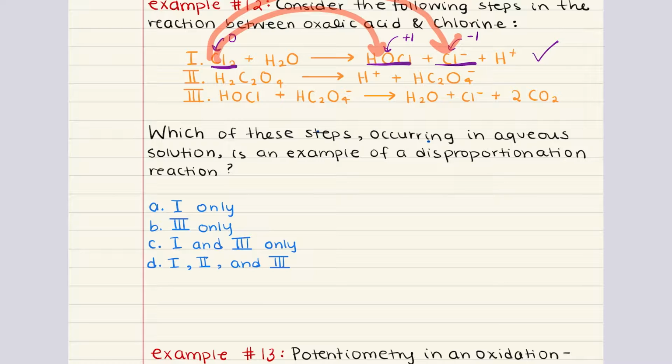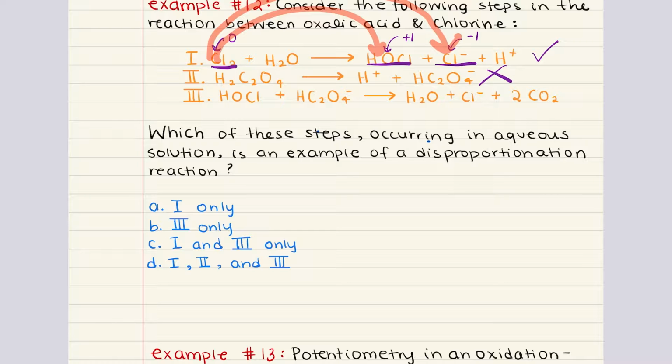What about step 2? Here we see an acid dissociation reaction where oxalic acid dissociates into hydrogen ion and hydrogen oxalate ions. Now here, there is no change in oxidation state, so it is not even a redox reaction, let alone a disproportionation reaction. So step 2 is not what we're looking for.